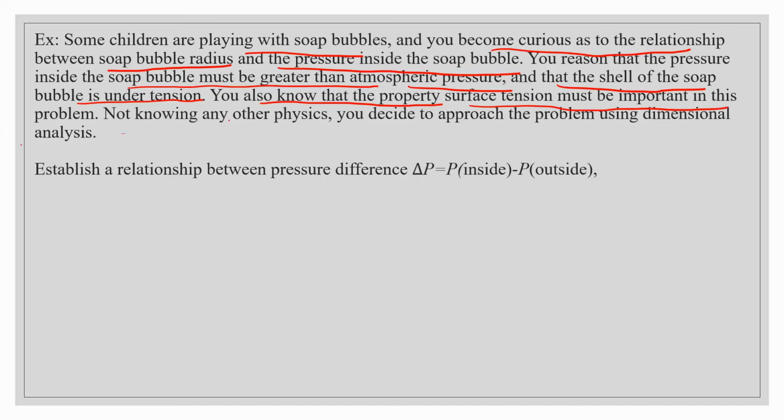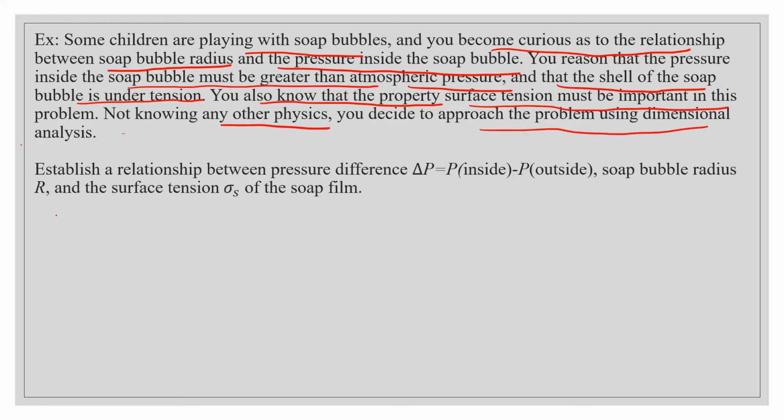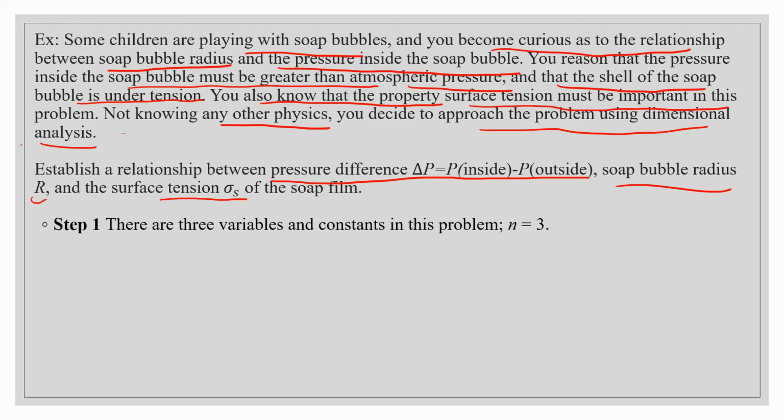And again, not knowing the physics, you decided to approach the problem using dimensional analysis. So now what you have to do is establish a relationship between the pressure, the soap bubble radius r, and the surface tension, you can say sigma s, of the soap film. So for step 1, you need to find out the number of the variables and the constants in the problem.